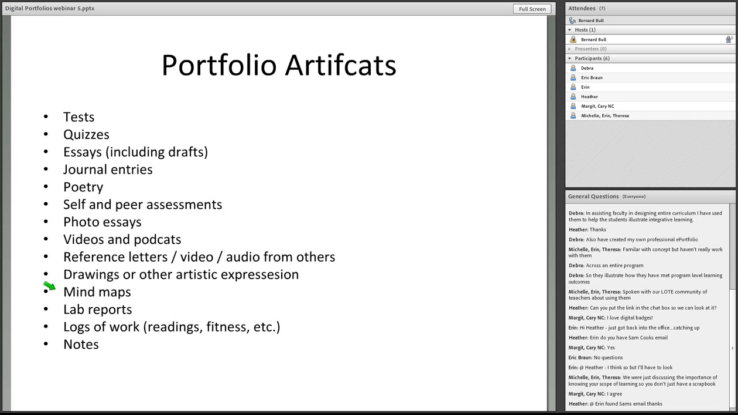Those of you who've worked with digital portfolios, can you think of some other items that I might be missing, or anyone in the room? Now, what are some other possible artifacts that come to mind that you might want to include in a portfolio that demonstrates your learning?